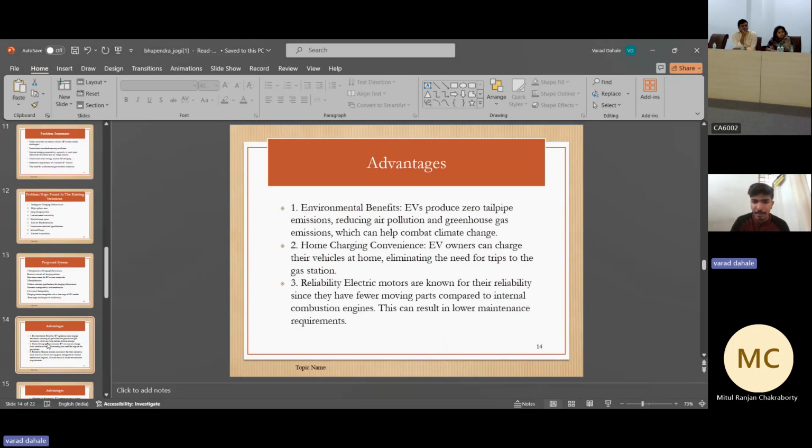Environmental benefits: EVs produce zero tailpipe emissions, reducing air pollution and greenhouse gas emissions, which can help combat climate change. Home charging convenience: electric vehicle owners can charge their vehicles at home, eliminating the need for trips to gas stations. Reliability: electric motors are known for their reliability since they have few moving parts compared to internal combustion engines. This can result in low maintenance requirements.